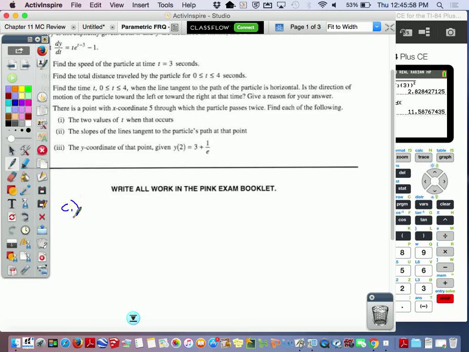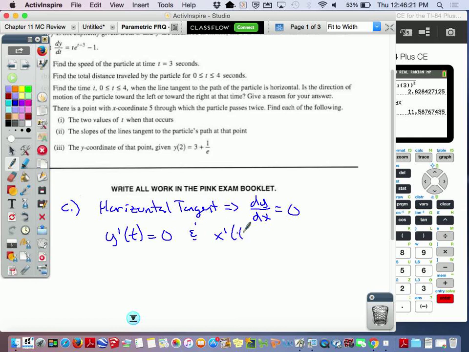So we really want to look back to the stuff that we reviewed. So we're talking about a horizontal tangent line. We have a horizontal tangent line that indicates that our derivative dy/dx is equal to 0. For the derivative to be equal to 0, that means that y prime of t equals 0 and x prime of t does not equal 0. So what I need to find here is I need to figure out this t value. Where is y prime of t equal to 0?